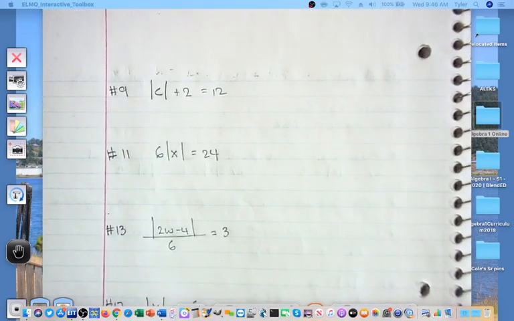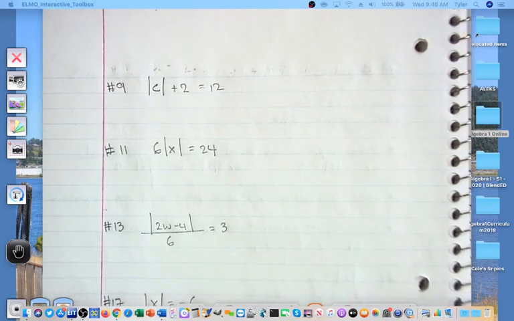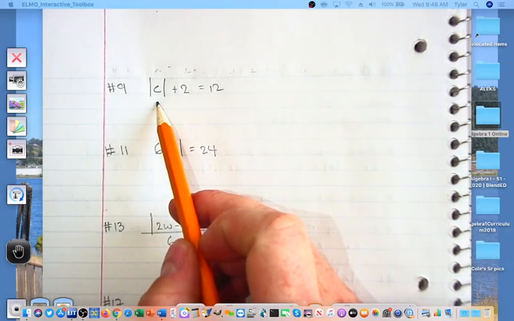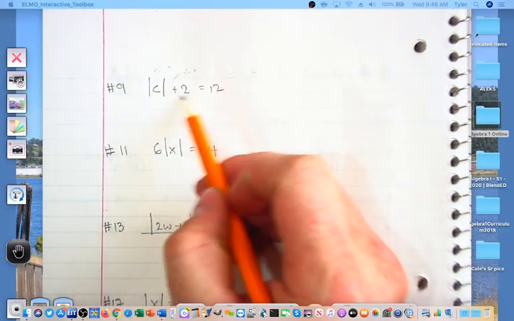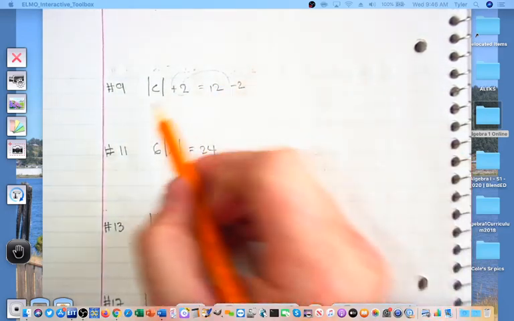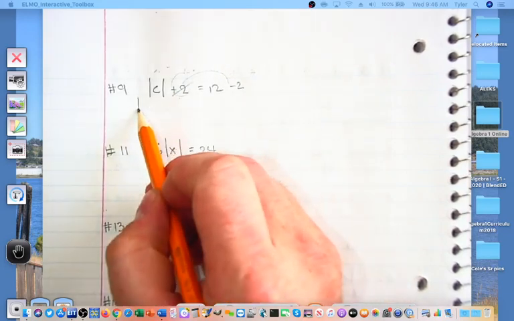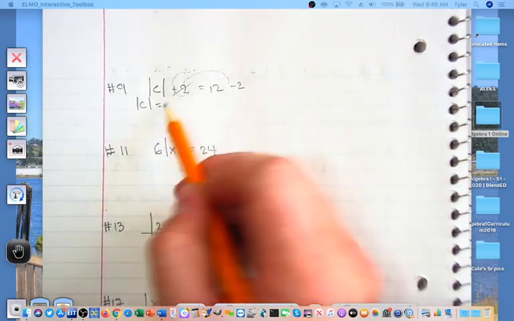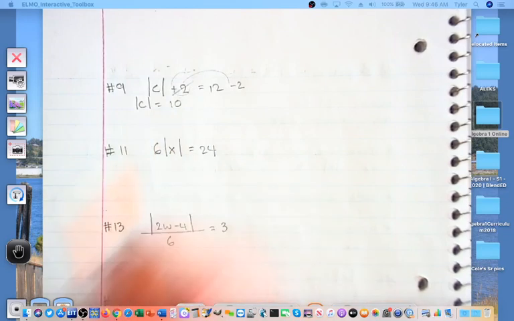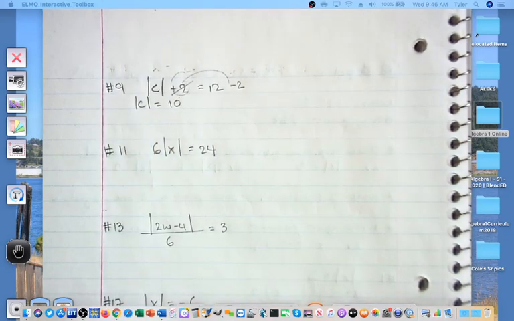So here we go. Starting with number 9, we begin to have to first isolate the absolute value. So we're going to treat everything in the absolute value sign the same as you would treat a variable. So to isolate the absolute value, in this case I will start by subtracting 2. That gives me the problem. The absolute value of C is equal to 12 minus 2 gives me 10. And now that my absolute value is isolated, I can actually go ahead and write my 2 equations.